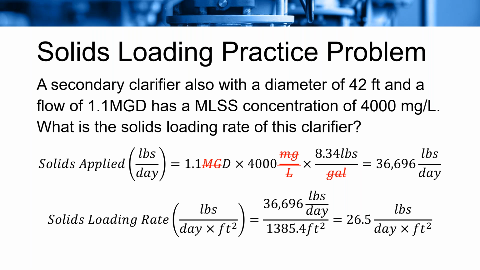3,696 pounds a day. Our surface area was the same as our previous problem, which was 1,385.4 feet square. So we just divide that load, the solids applied, by our surface area, and we get 26.5 pounds per day per square foot.